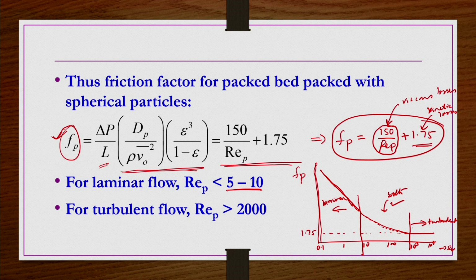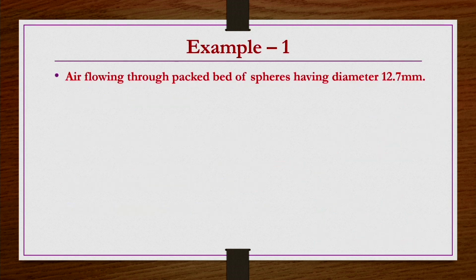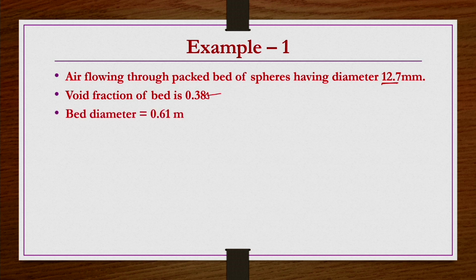Now, we take a few example problems to see how to make use of these equations in order to find the pressure drop of a Newtonian fluid flowing through a packed bed having certain voidage. Example 1: air flowing through a packed bed of spheres having diameter 12.7 mm. The void fraction that has formed because of this packing is 0.38. The particle diameter is 12.7 mm and the bed diameter is 0.61 m.